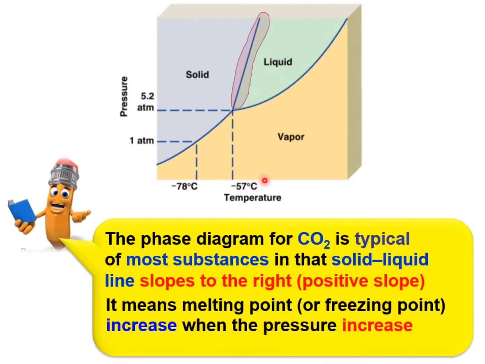Sebab apa? Nampak dia makin ke kanan. So bila makin ke kanan, temperature meningkat. Okay, dan pressure juga meningkat.